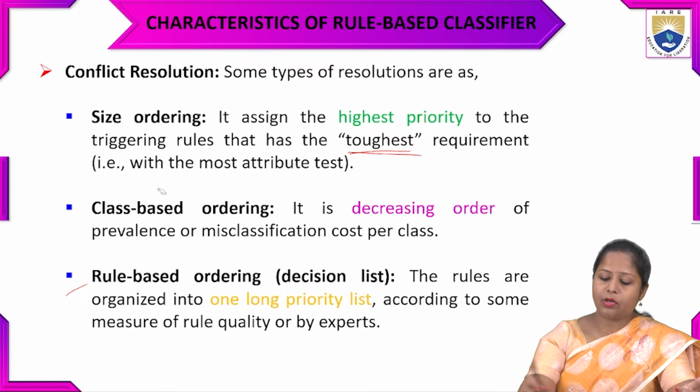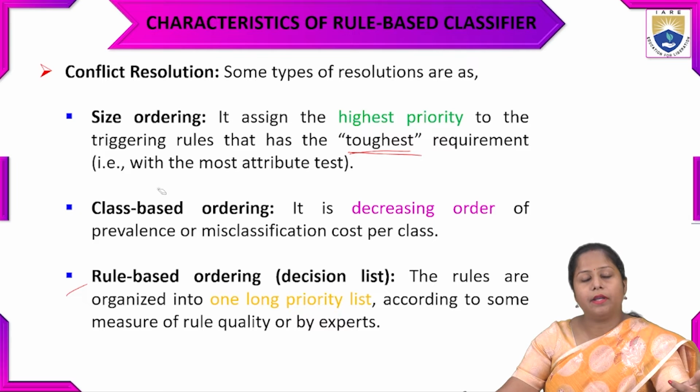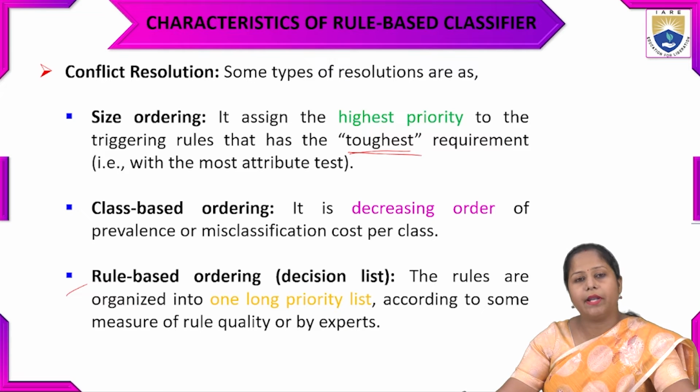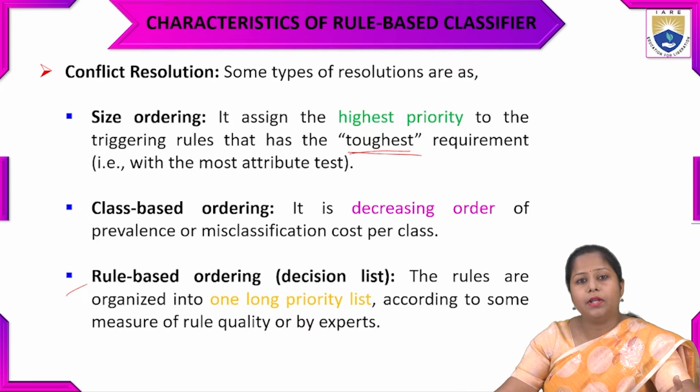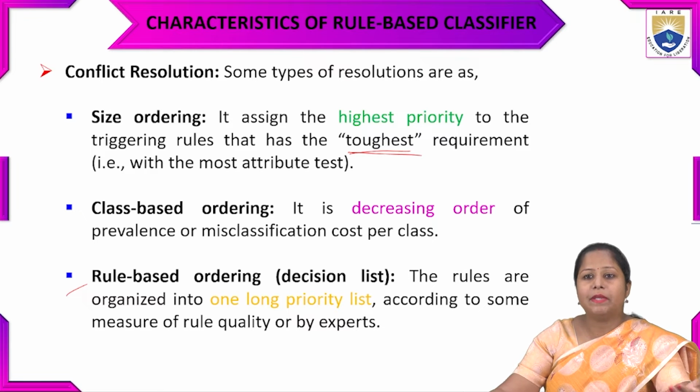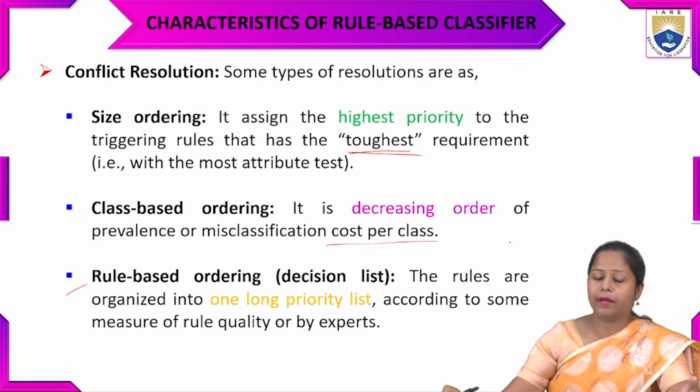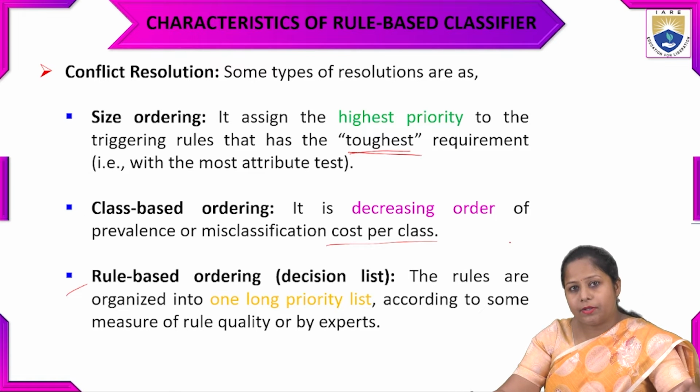So what is class-based ordering? It orders classes in decreasing order of prevalence. Prevalence is nothing but the frequency of occurrence of the same attribute. So in class-based ordering, we follow the decreasing order of frequency, and we look at the misclassifications per class. So in size-based or class-based ordering, that is what happens.